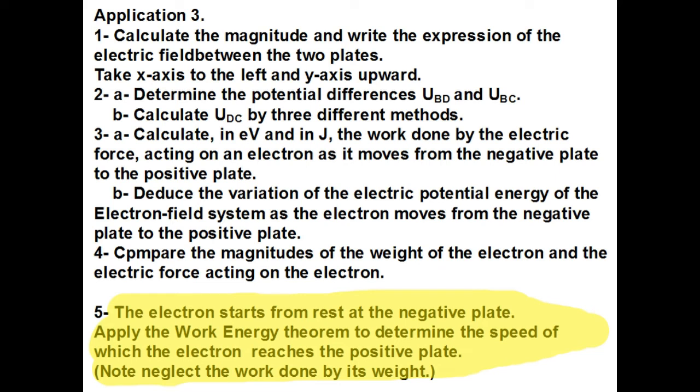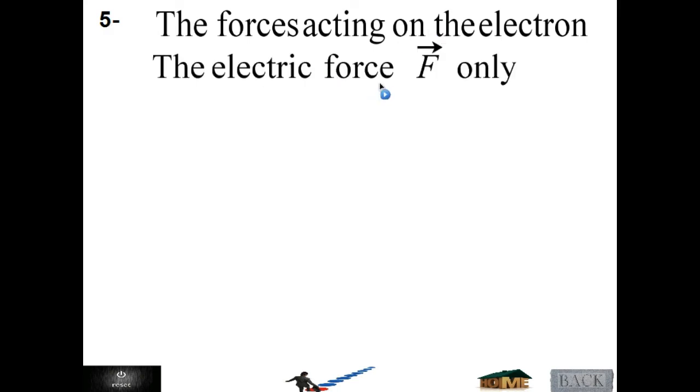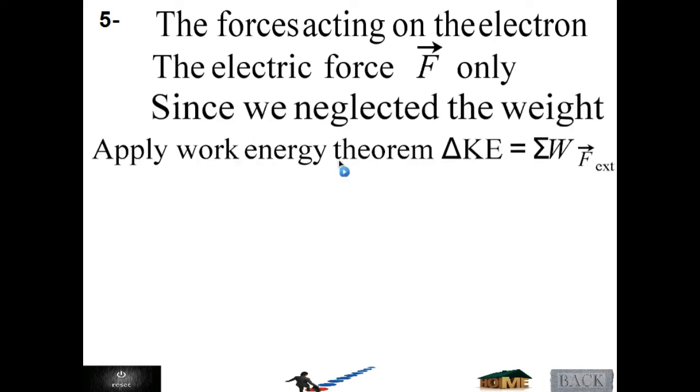Note, neglect the work done by its weight. Before applying the work energy theorem, we should find the forces. So the force acting on the electron is the electric force F only, since we neglect its weight. So apply the work energy theorem, delta kinetic energy equals the summation of the work done by external forces.